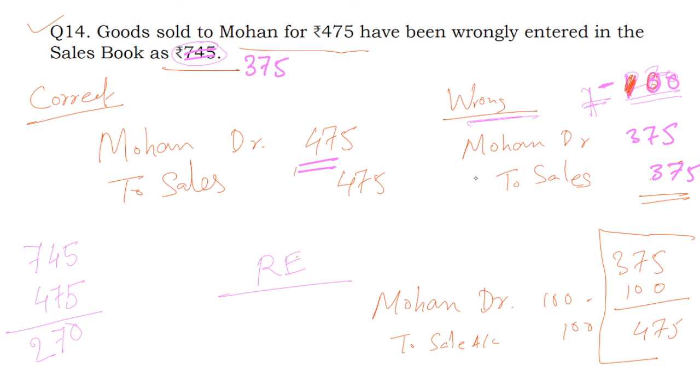Okay, if extra is recorded, then we will pass the reverse, and in case it is deficit, then we pass this entry. So this is the entry if it is deficit. Okay, Rupashi madam, we are coming to the suspense account issues.